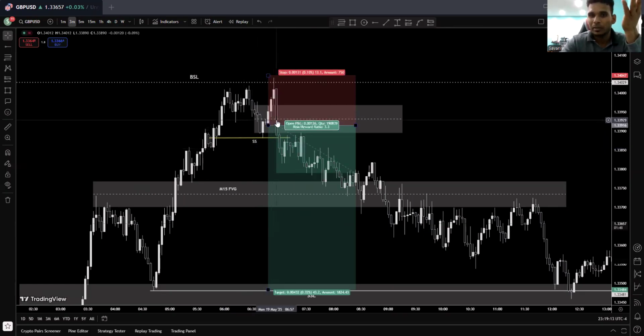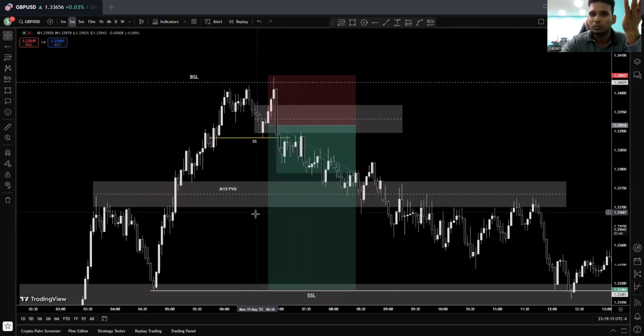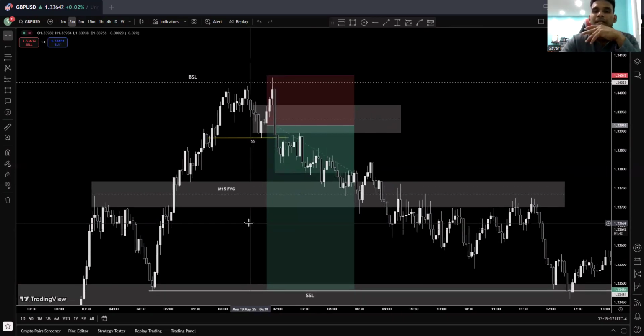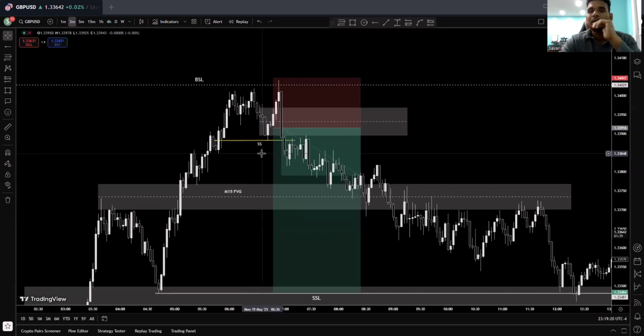I just set my limit order at the fair value gap, but it remained unfilled and price went lower and lower. It may take profit. So this is the mistake that I made these days. Hereafter, I'm going to set my limit order exactly at the bottom of the breaker.